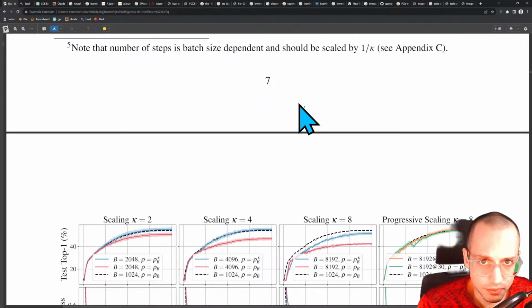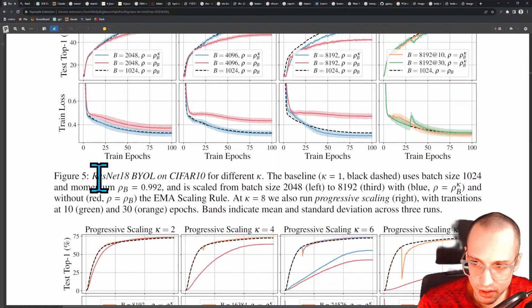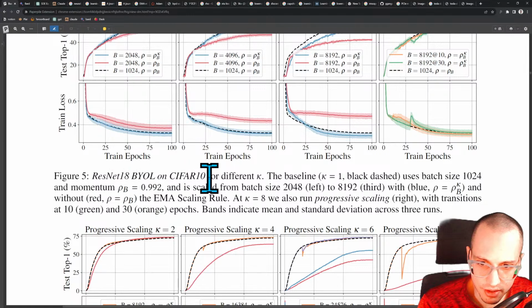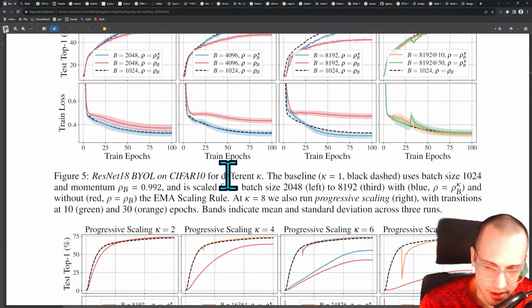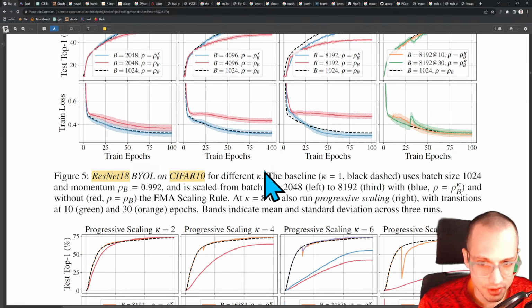Okay. Scale by 1/K. ResNet-18, Bootstrap Your Own Latent on CIFAR-10. This is a very small, kind of older computer vision model. This is a very small, very old data set.